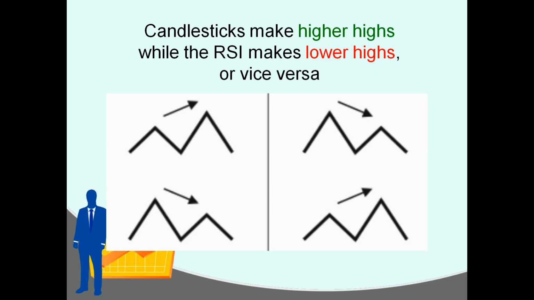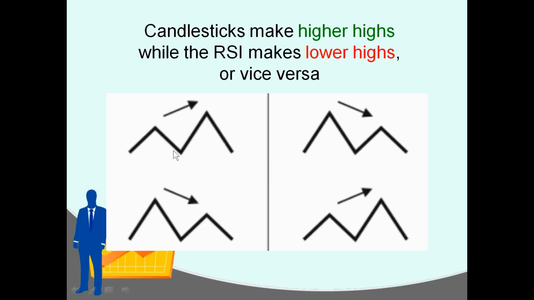Now, the one that a lot of people talk about is when the candlesticks make higher highs while the RSI makes lower highs, or vice versa, like the candlesticks making lower highs and the RSI line is making higher highs. That's the one that everybody talks about. And yeah, sure, that's a divergence. If you've got the candlesticks going in one direction and the RSI is going the other.